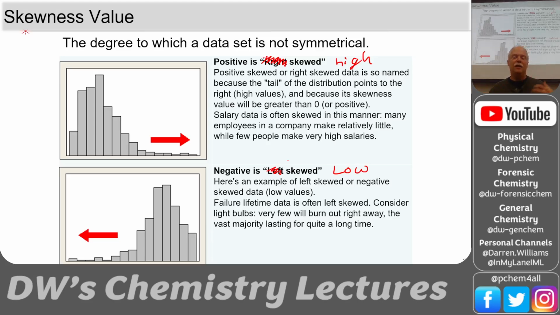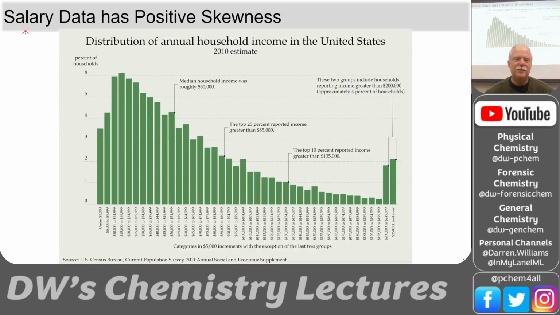And so skewed high and skewed low values. Okay, and you can see good old Jabba in there. Okay. So let's look at some examples. Salary data has positive skewness almost every time.